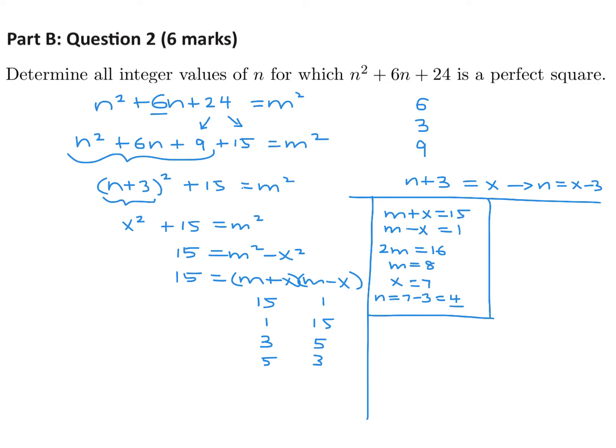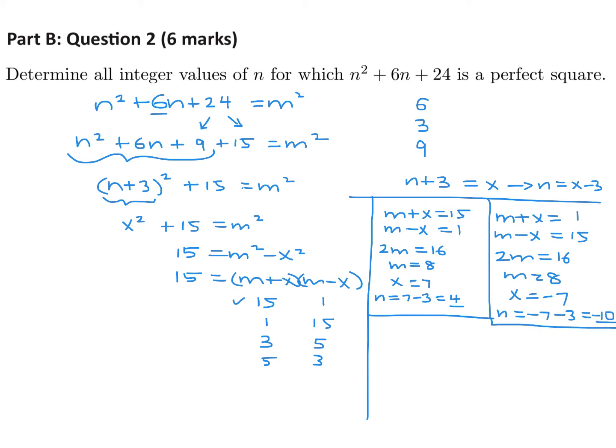Okay, so now we just got to do this 3 more times. Same story. m plus x is this time 1. m minus x this time is 15. Add these and you get 2m is equal to 16. And therefore m is 8. And then when you substitute back into those, you get x is equal to minus 7 this time. And then n is minus 7 minus 3, which is minus 10. Okay, so there's another value for n.